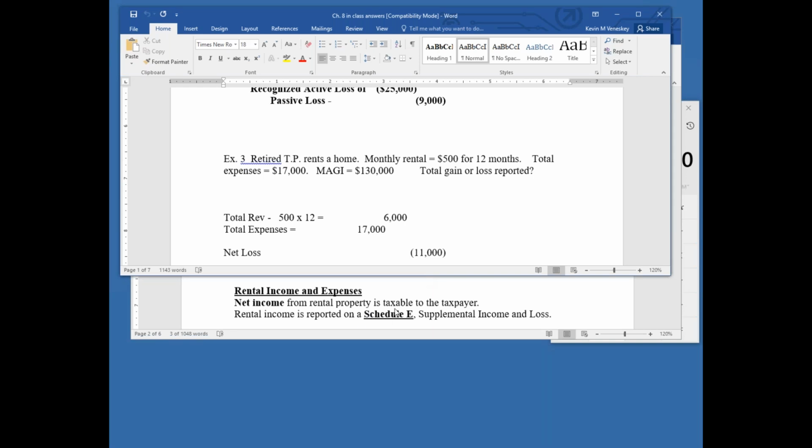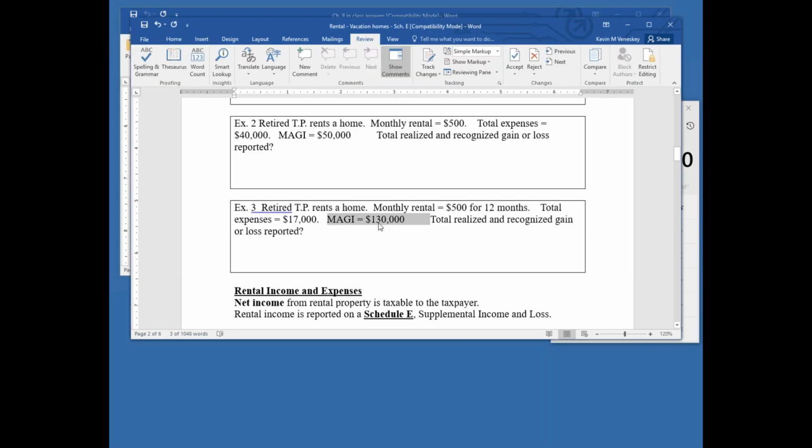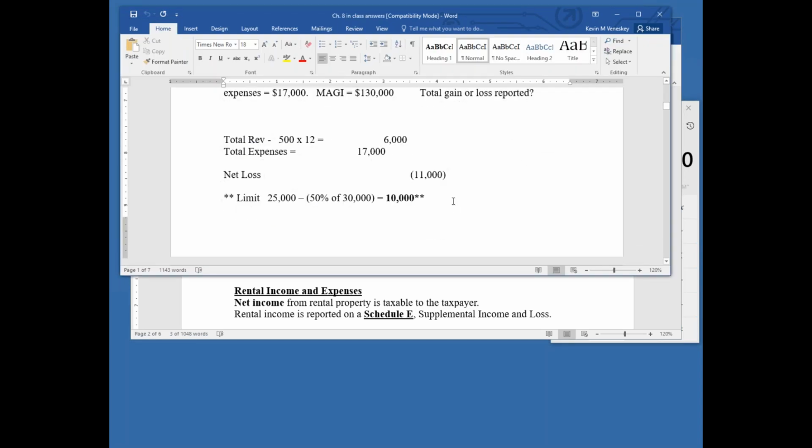All right, so the 130, remember you take the difference between that and where the phase out starts, which is 100,000. The difference is $30,000, and then you take 50% of that 30. That's 15,000, and then we can only take 25 minus the 15. The most I can possibly take as a loss is the $10,000 that's left out of the phase out.